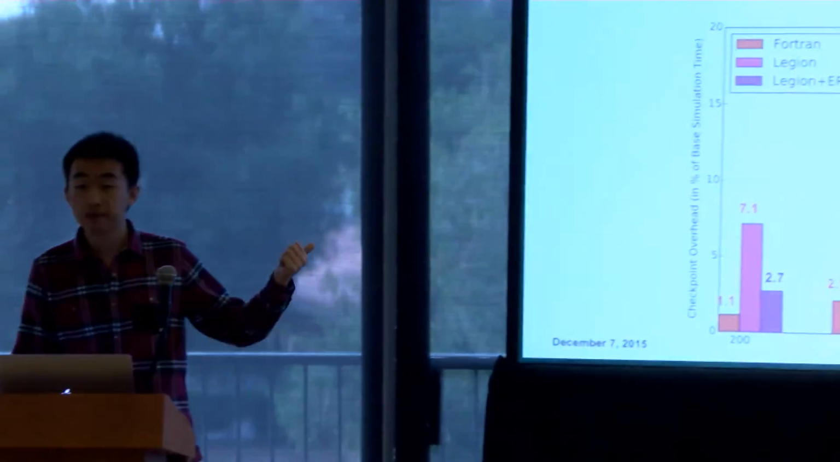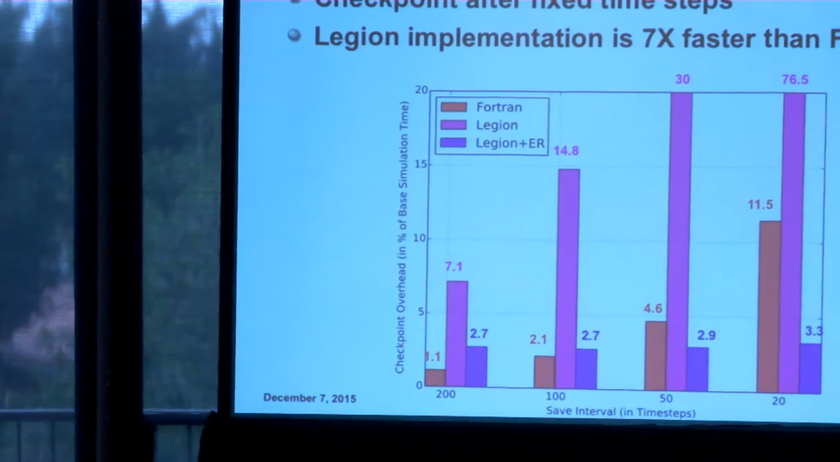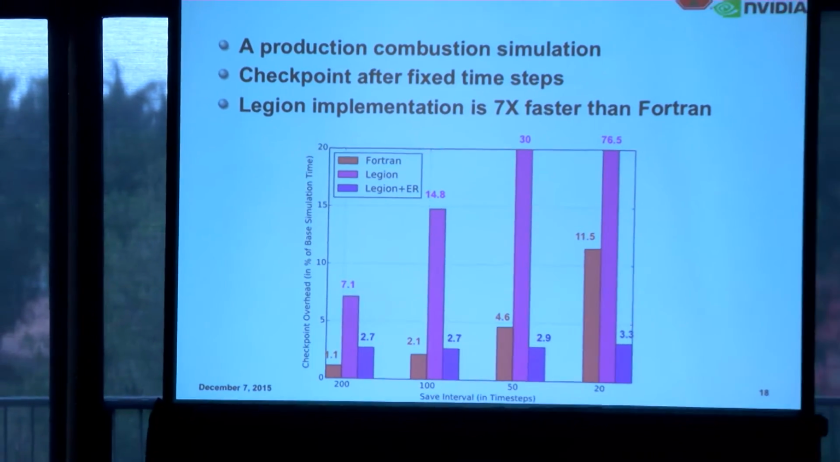My question was whether the Fortran version used MPI-IO, and the answer is yes. So the Fortran version uses MPI-IO. And as you can see, after applying the optimizations, we could achieve almost negligible overhead, even in the case where we are doing some crazy checkpointing.